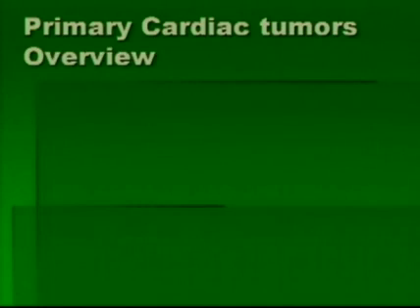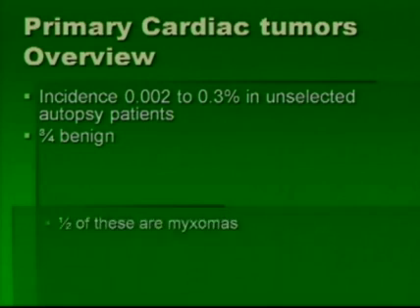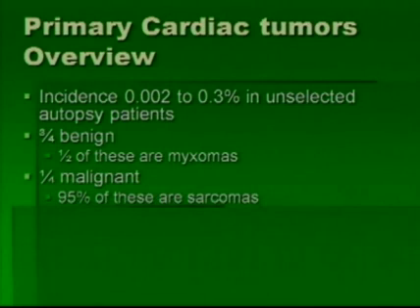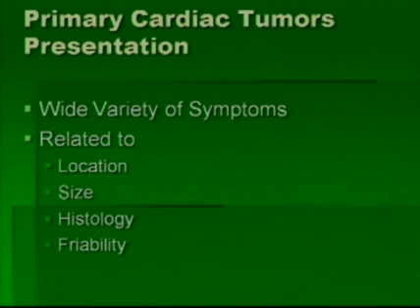Well, let's do an overview of primary cardiac tumors. They are exceedingly rare. The incidence is 0.002 to 0.3% in unselected autopsy patients. 3/4 of these tumors end up being benign. 1/2 of these benign tumors are myxomas. 1/4 of these primary cardiac tumors are malignant. 95% of these are sarcomas. Metastatic tumors are 20 to 100 times more common than primary tumors, and as we shall see, they tend to involve the pericardium, then the myocardium, and then the endocardium.